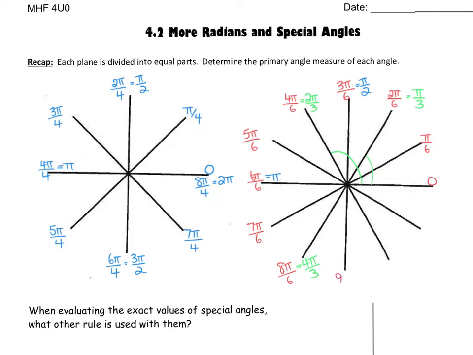The next one is 9 pi over 6, which reduces to 3 pi over 2. The next one is 10 pi over 6, which reduces to 5 pi over 3. And this last one here, sorry, not the last one, is 11 pi over 6, doesn't reduce. And this one, of course, is our 12 pi over 6, which reduces to 2 pi. Okay, so that's how I think and count in radians.